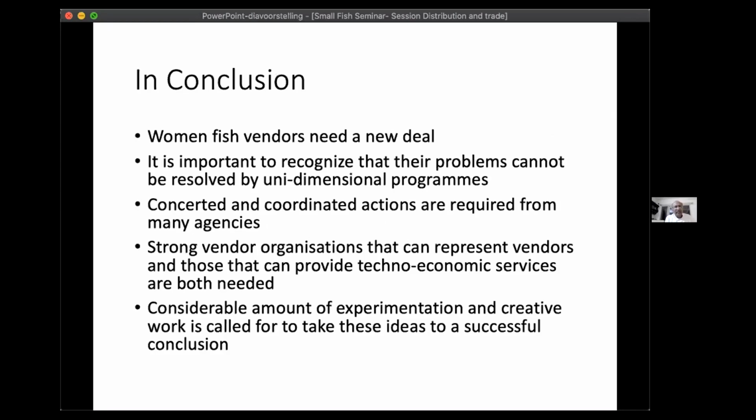So finally, I would say the women fish vendors in India, and perhaps wherever a similar tribe exists, need a new deal. We need to recognize that their problems cannot be resolved by unidimensional programs. Concerted and coordinated actions are required from many agencies. Strong vendor organizations that can represent vendors, and those that can provide techno-economic services, are both needed. A considerable amount of experimentation and creative work is called for to take these ideas to a successful conclusion. Thank you. Sorry for overrunning the time.